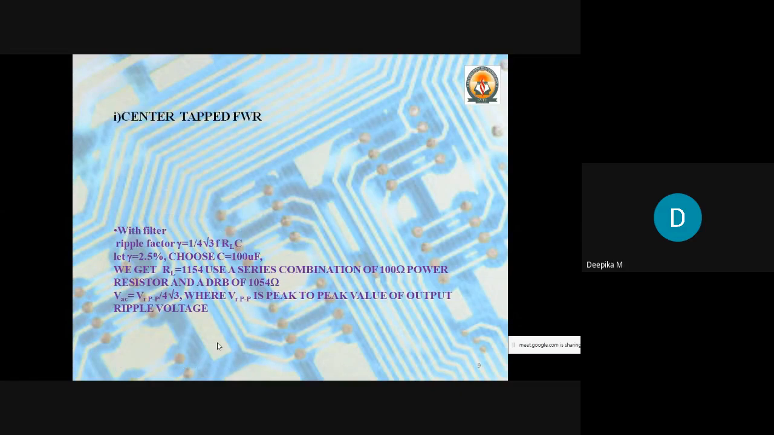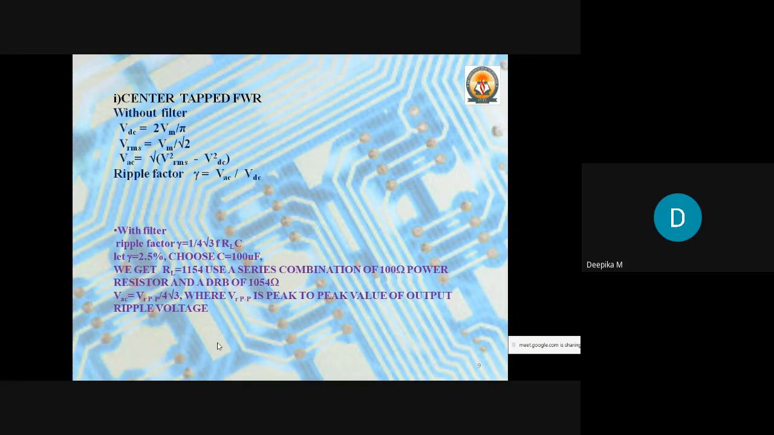the bridge rectifier also. Coming to the center tap transformer without filter, the VDC voltage is 2Vm by pi, and the VRMS voltage formula is Vm by root 2. That means in this experiment you have to measure only Vm. If you measure Vm, you can calculate all these parameters: VDC, VRMS, and VAC, which is the square root of V square RMS minus V square DC. The ripple factor is VAC by VDC.